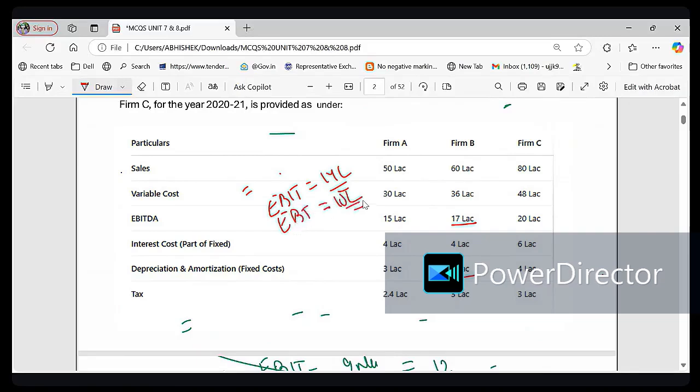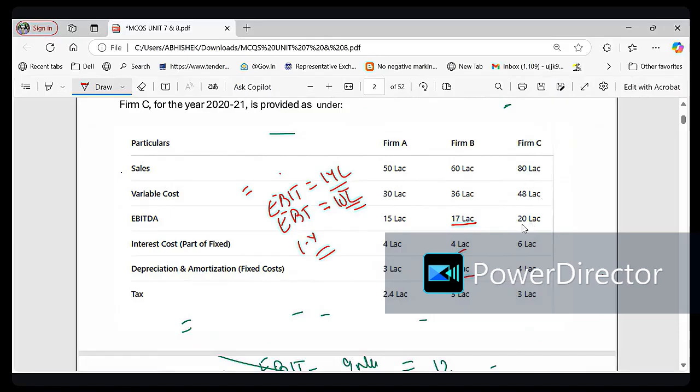So for firm B, how much are you getting? EBITDA, which is 17 lakh, minus depreciation, which is 3 lakh, gives 14 lakh upon EBT. Further we subtract this interest cost, which is 4 lakh. So how much are you getting? It is 1.4. Are you getting the same 1.4? Please let me know. Yes, 1.4. Very good. What about firm C?